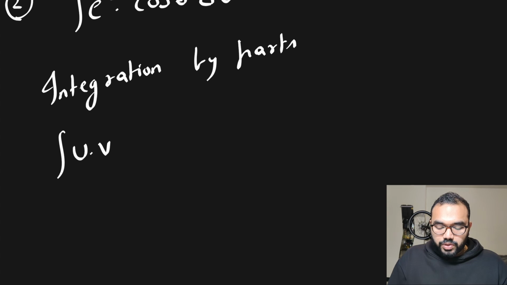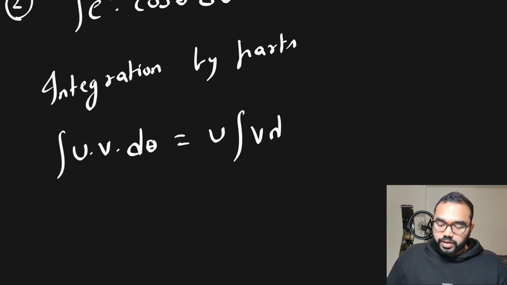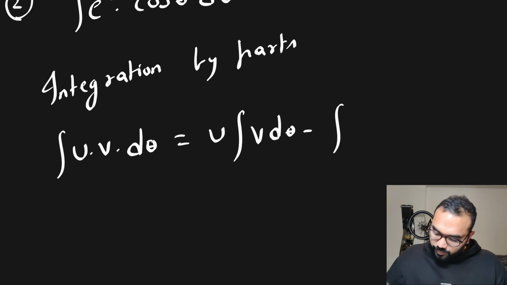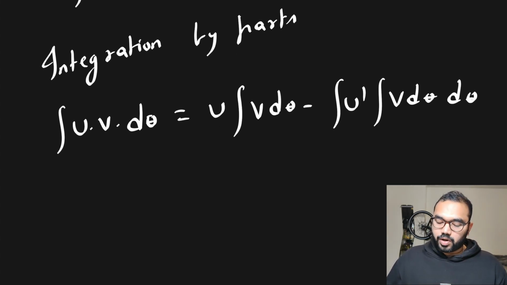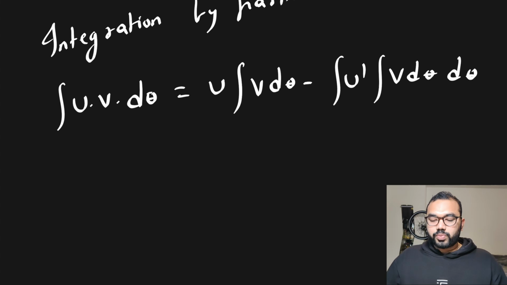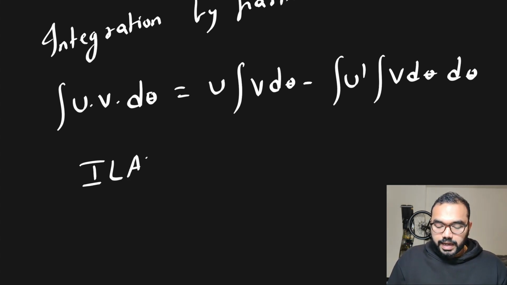So for example, u is one function, v is one more function, then we would do u integral v d theta minus integral u prime integral v d theta d theta. This is the integration by parts formula. How do I choose my u and v functions? Like one is inside and the other is outside of the integral, right? So how do I choose? By ILATE rule.